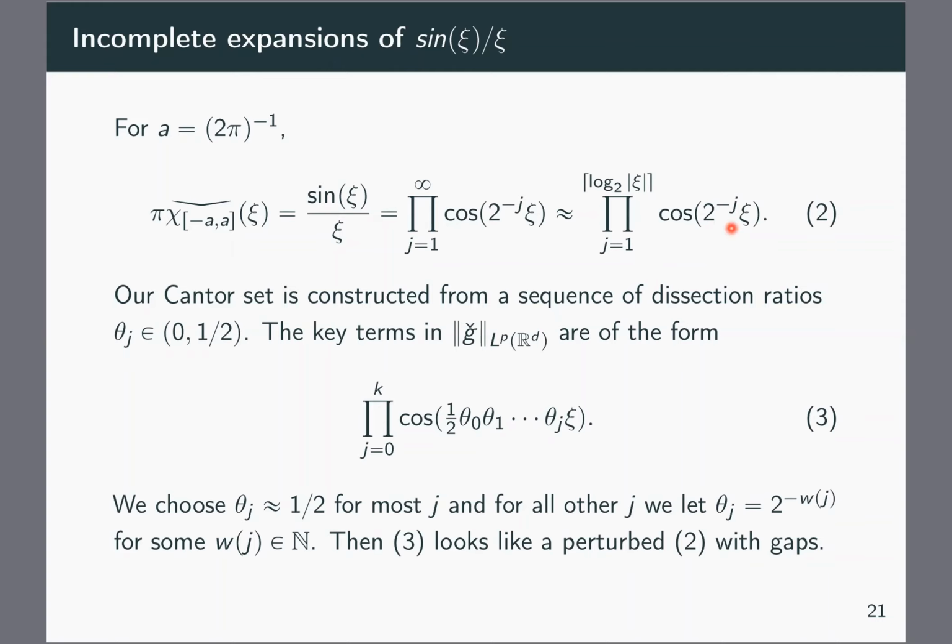But we wanted some of the dissection ratios to be far away from 1/2. So for those we pick negative powers of 2, like 1/4, 1/8, and so on. In this way we don't get exactly the same as in the product 2, but rather the effect is that we jump over some terms in the product in 2. So basically, with this kind of assignment of dissection ratios, 3 will look like a perturbed version of 2, where there are also gaps. Some terms are missing. So we need some estimate for perturbed versions of 2 with gaps, which is in the paper.